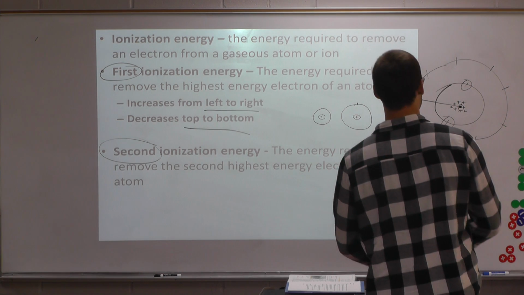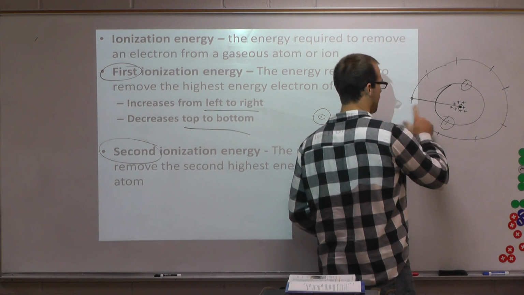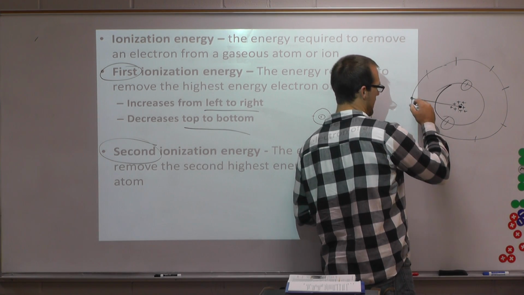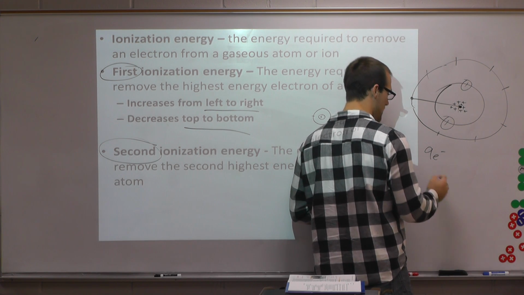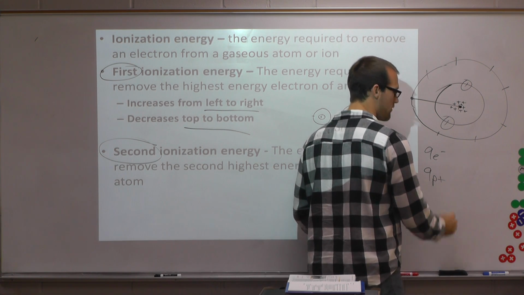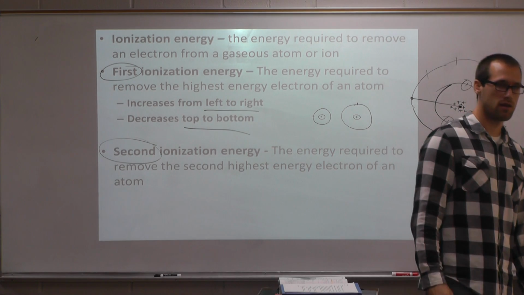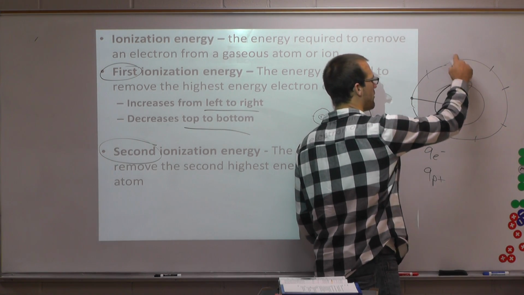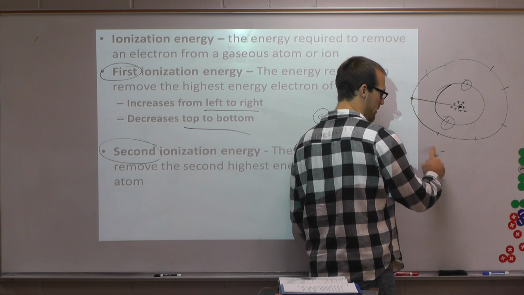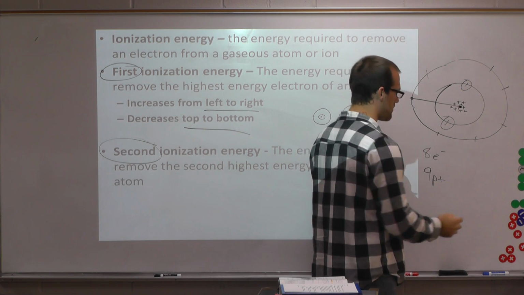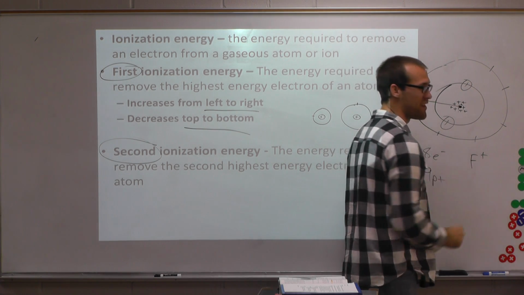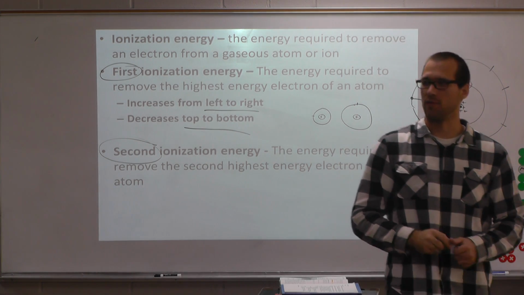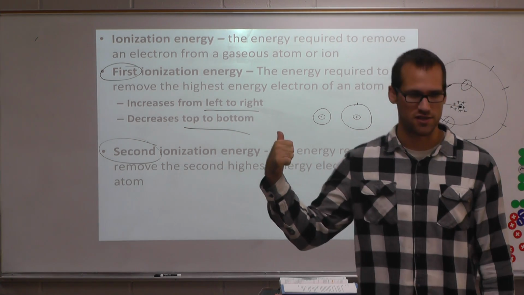So for example, let's go back to fluorine here. I think this was fluorine. So I got 9 electrons and 9 protons for a fluorine atom. If I remove an electron from fluorine, this is going to make me have 8 electrons and 9 protons, so fluorine would have a positive charge, correct? So I remove my first. That would have been the first ionization energy.